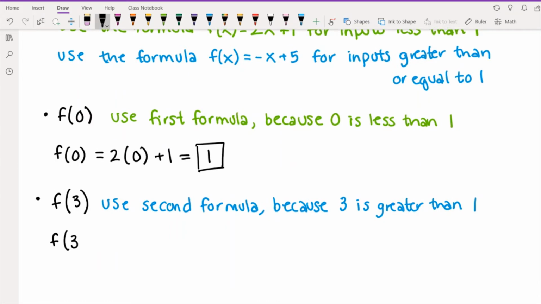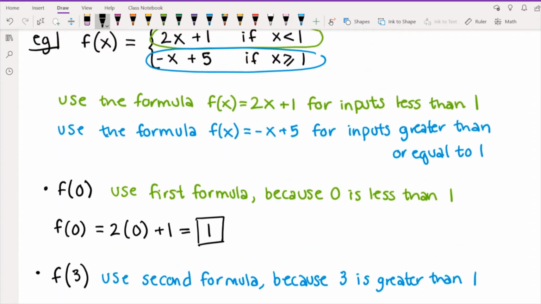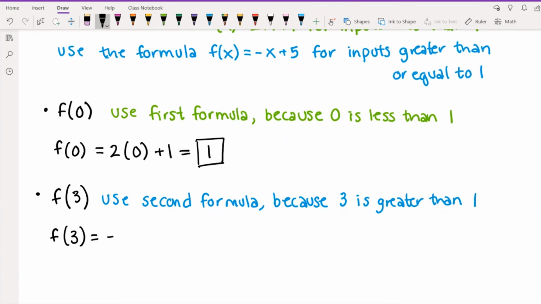So to find f of 3, we're going to plug into the formula that tells us, sorry, my screen is a little stuck, negative x plus 5. So we have negative 3 plus 5, and so we get 2 as our answer. So f of 3 is equal to 2.